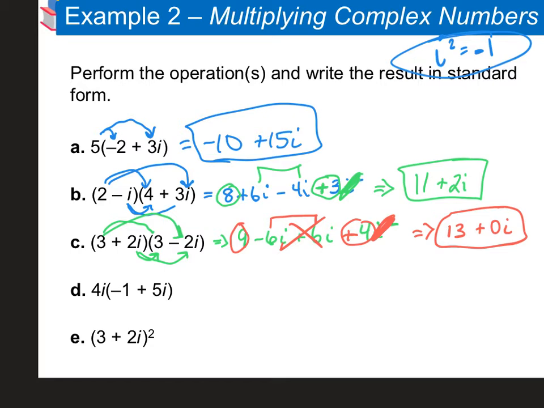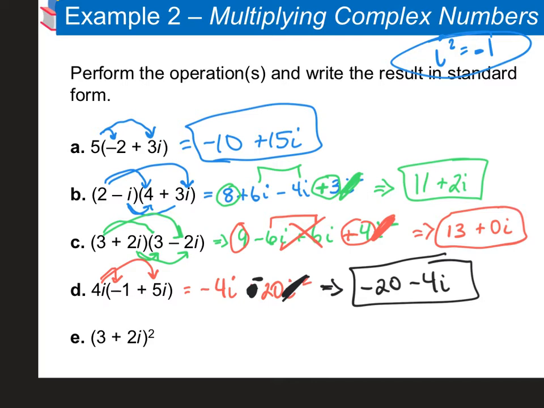All right, in letter D, 4i times -1, -4i, correct? 4i times 5i is plus 20i squared. What did I tell you to do when you see i squared? Cross the i squared off. Change the sign. Is this written now the way that it should be? No. You need to rewrite it as -20 minus 4i. It has to be written in standard form. The real part first, the imaginary part second.